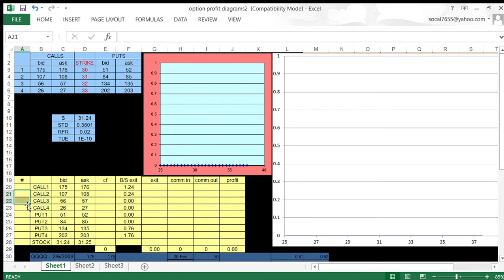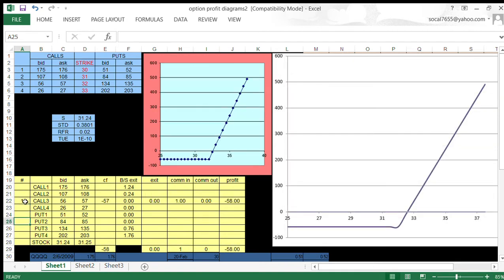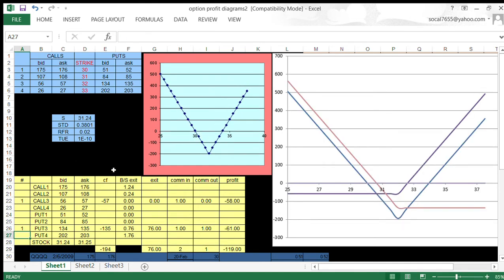I'll use call 3 and put 3, buy call 3 and buy put 3, and that is a long straddle. There's the profit diagram. Talked about this in the last video. And now the thing about this one is that it's quite expensive to set up. Here it costs us $194.